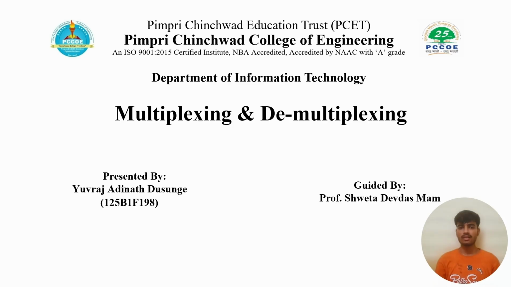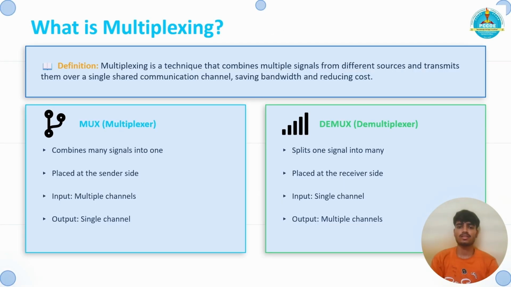communication channel efficiently. In this presentation, we will learn what multiplexing is, how mux and demux work, and different types like FDM, TDM, and WDM, their advantages and applications. So let us start with the basic concept of multiplexing. Now let us understand what multiplexing actually means.